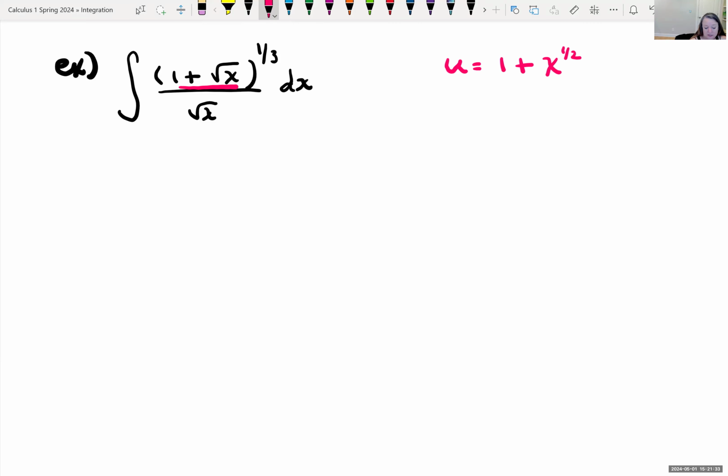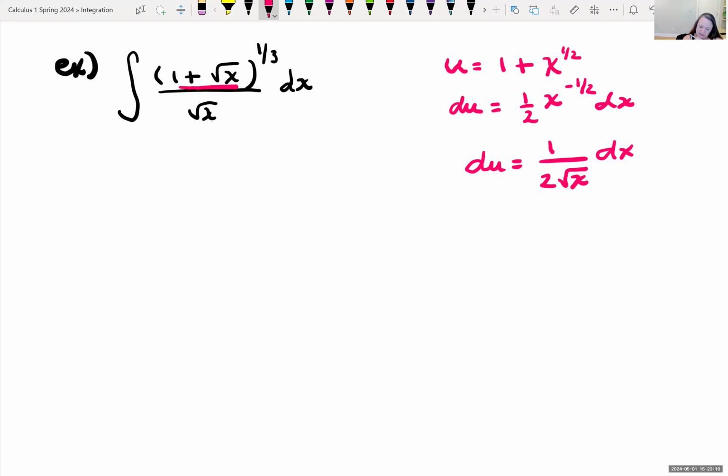So differentiating both sides of this, I get the derivative of u is 1 du is equal to the derivative of the constant 1, which is 0, plus the derivative of x to the 1/2, which is 1/2 x to the negative 1/2 dx. Let's just rewrite this. So du is equal to 1 over 2 square root of x, just rewriting that x to the negative 1/2, bringing it down to the denominator and rewriting it as a radical, and then times dx.